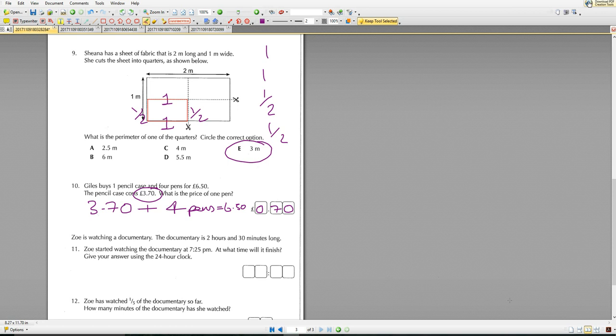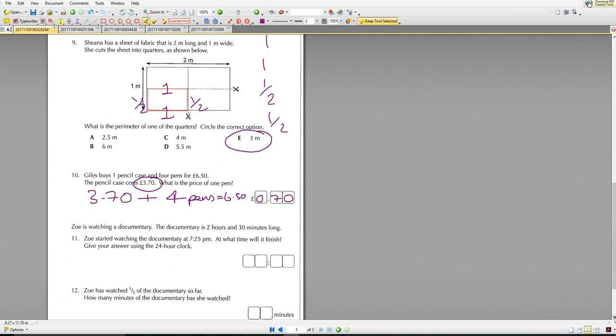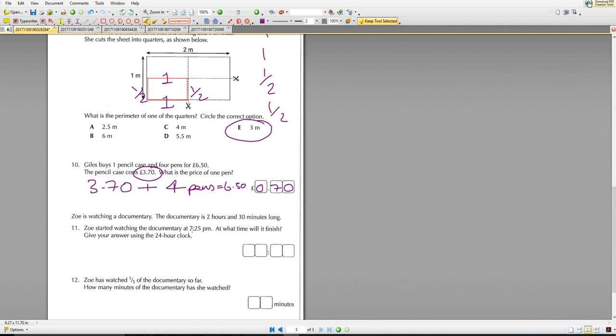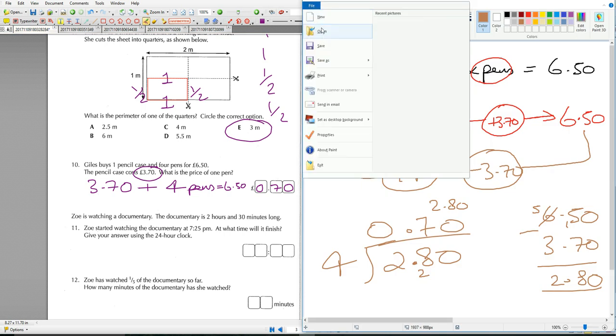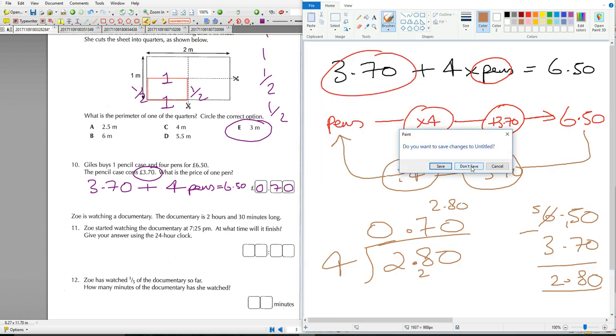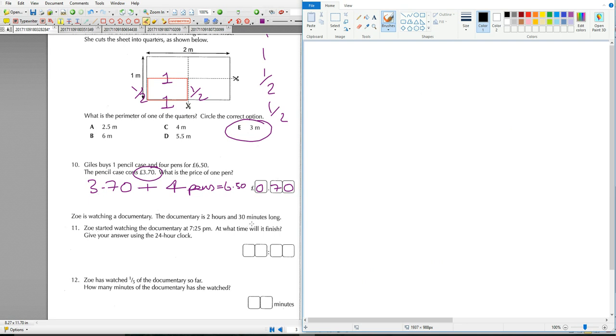Okay. Question number 11. Zoe's watching a documentary. The documentary is 2 hours and 30 minutes long. Zoe starts watching the documentary at 7:25. At what time will it finish? Give your answer in 24-hour clock.